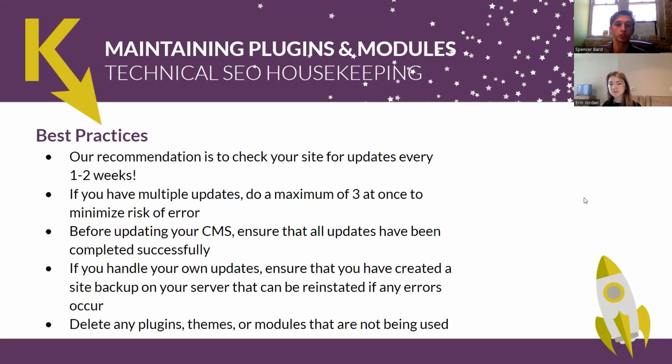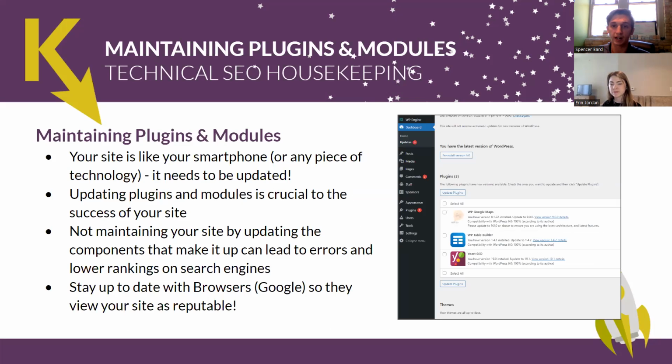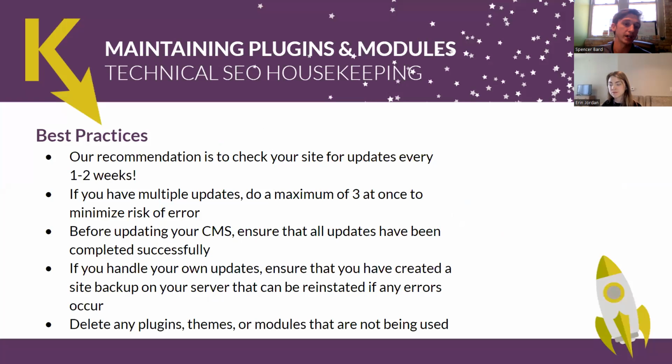So our recommendation is to just head into the back end of your site. I have a quick picture of the back end of a WordPress site just to show you what some of those updates look like. But going into the back end of your site every 1 or 2 weeks at the very least to check in to see if there are any updates to any modules or plugins. If you do go to the back end of your website and you've got more than 3 updates, we recommend doing a maximum of 3 at once just to minimize the error. If you overload the amount of updates or try to make too many big updates at once, it can increase the odds of error, which can lead to some massive errors on your site.